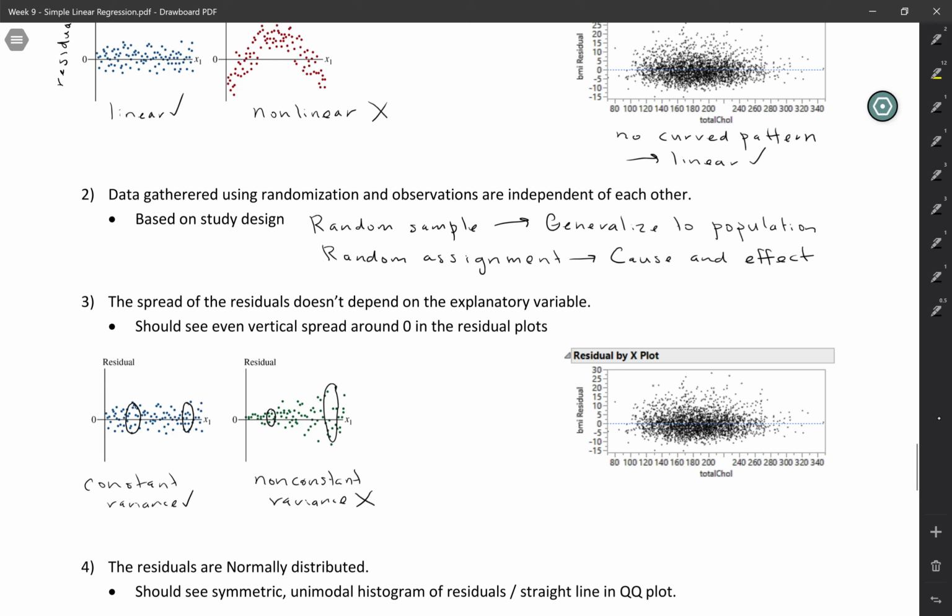So looking at this residual by x plot for the BMI cholesterol data, I don't really see any weird shapes. It looks fairly even all the way across. In particular, that funnel shape that we look for, I don't see anything like that. So I think it's reasonable to assume that we have constant variance in this example.